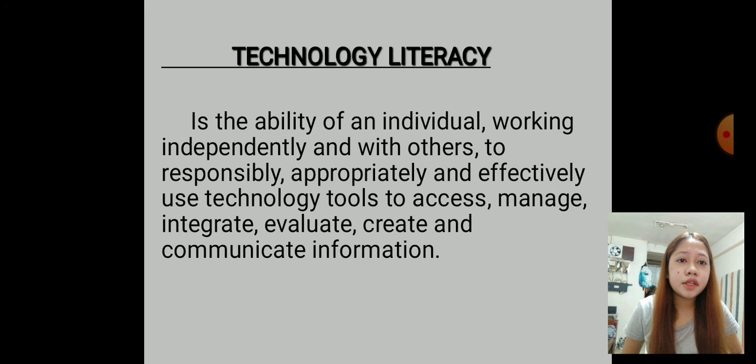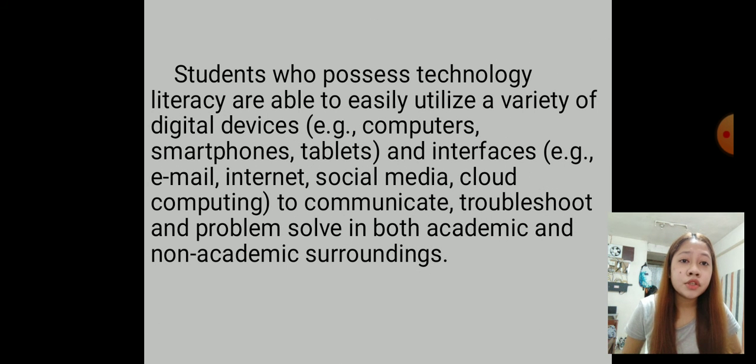Technology literacy is the ability of an individual working independently and with others to responsibly, appropriately, and effectively use technology tools to access, manage, integrate, evaluate, create, and communicate information. Students who possess technology literacy are able to easily utilize a variety of digital devices. Example, computers, smartphones, tablets, and interfaces, email, internet, social media, cloud computing, to communicate, troubleshoot, and problem solve in both academic and non-academic surroundings.